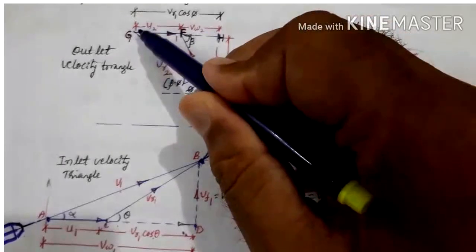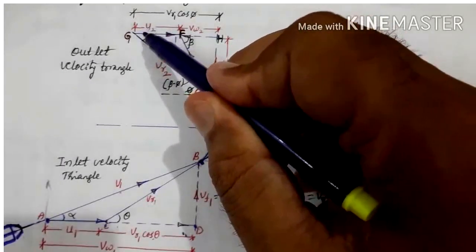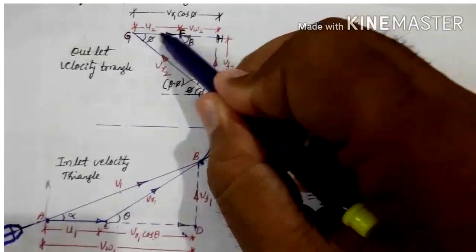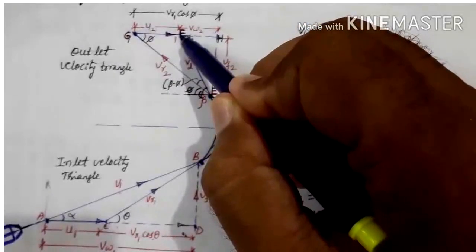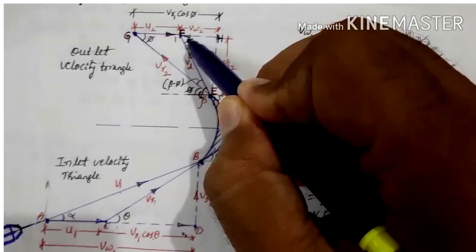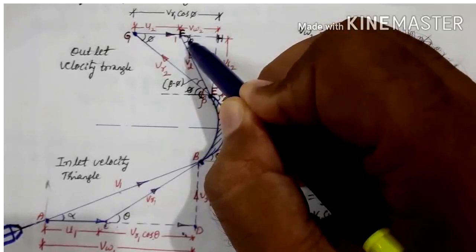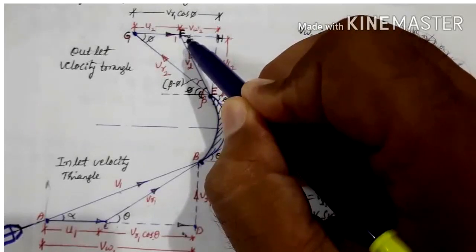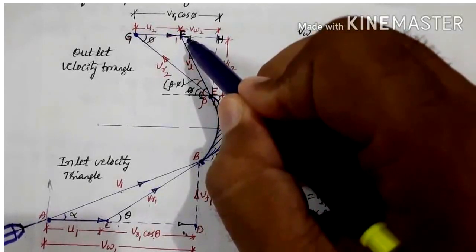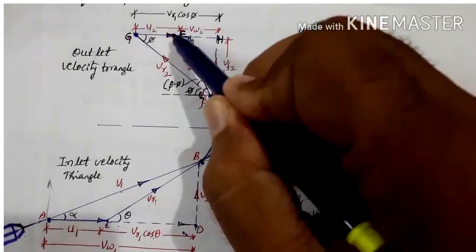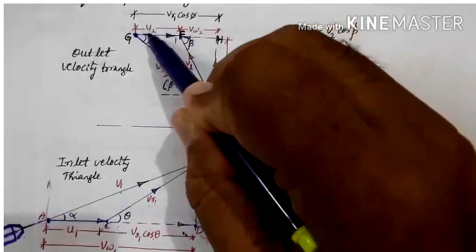Then from G, draw a line GF like this. Here I have marked it as F, in the direction of the vane at outlet, and it is equal to U2.